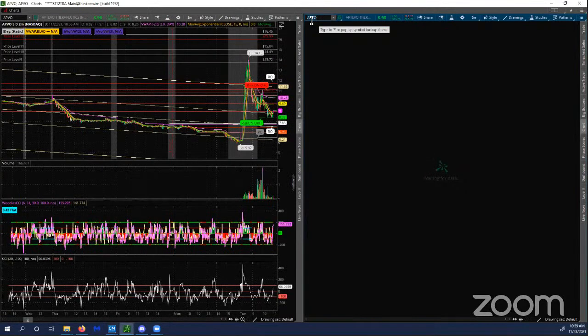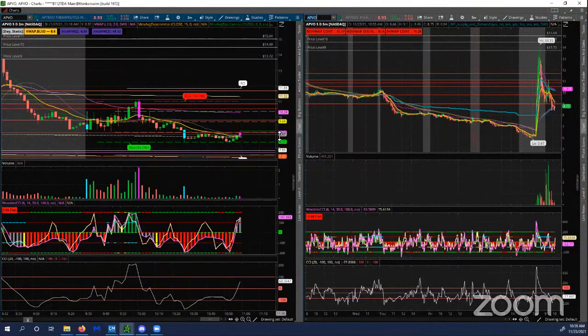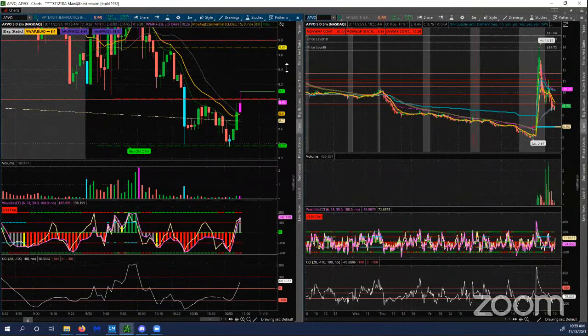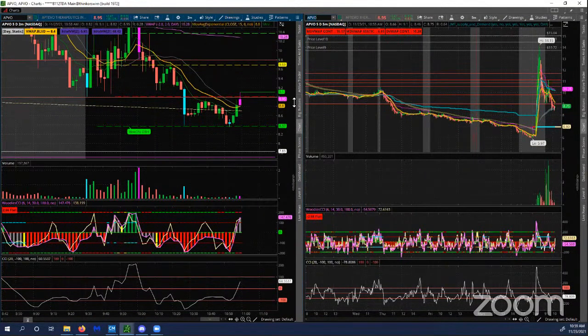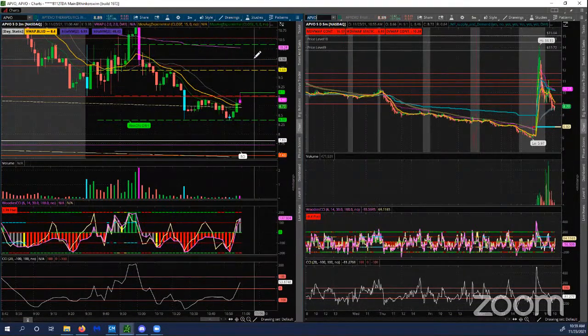APVO has a little triple bottom, so we may see a little bit of a reversal here. So if we're looking for a dip buy opportunity, where's our target? If we're looking for potential reversals, we're looking for it to tag potentially VWAP.